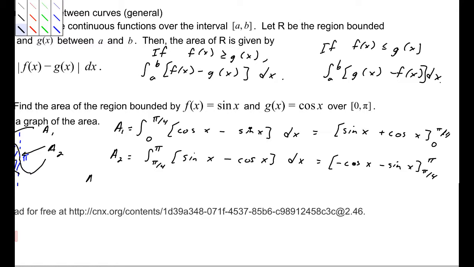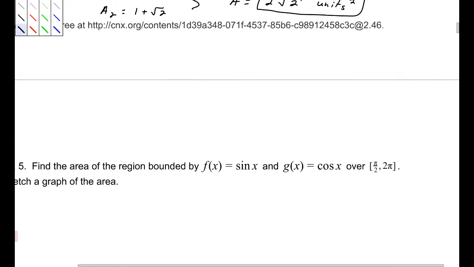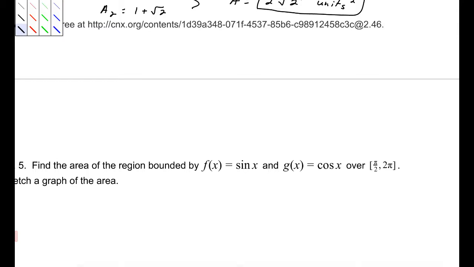Okay, area 1 is equal to the square root of 2 minus 1, and area 2 is equal to 1 plus the square root of 2. So combining those two, our area is 2 square root of 2 units squared. Next, we're going to do the same functions, different interval.